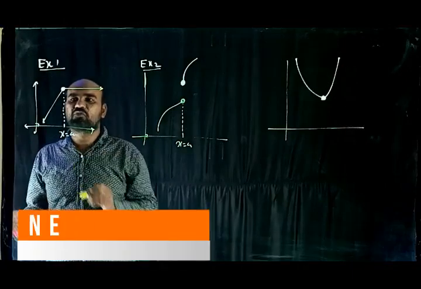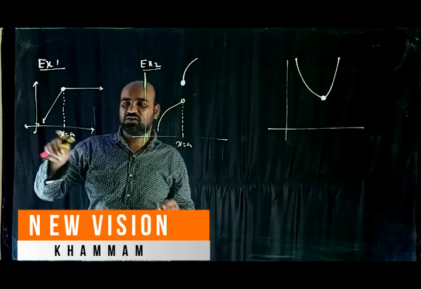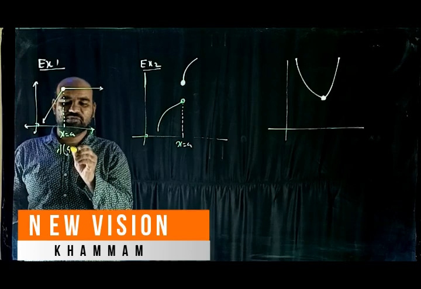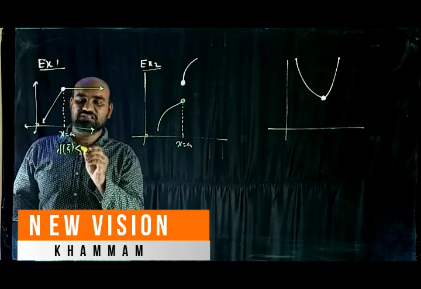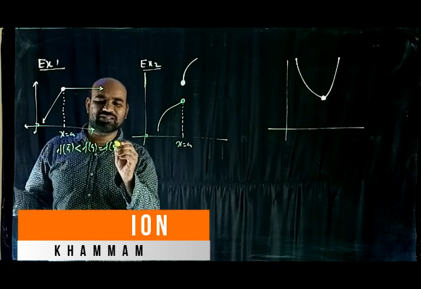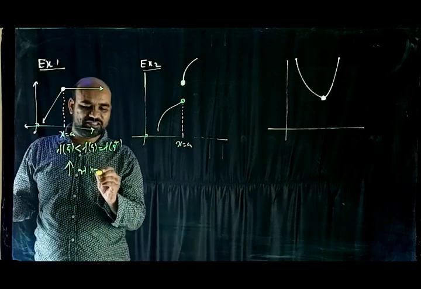Here, example 1. You want to check the monotonicity of this function at x = a. What is the observation? f(a − h) < f(a) = f(a + h), meaning increasing function. At x = a it is increasing.